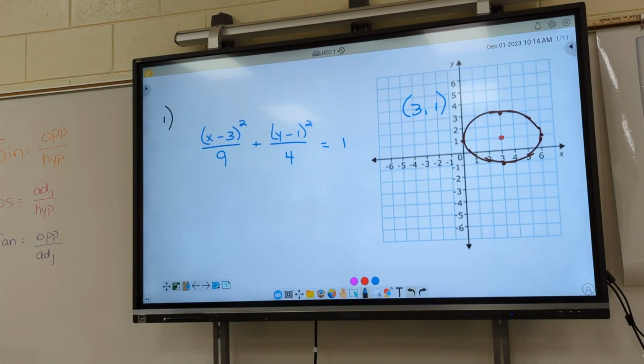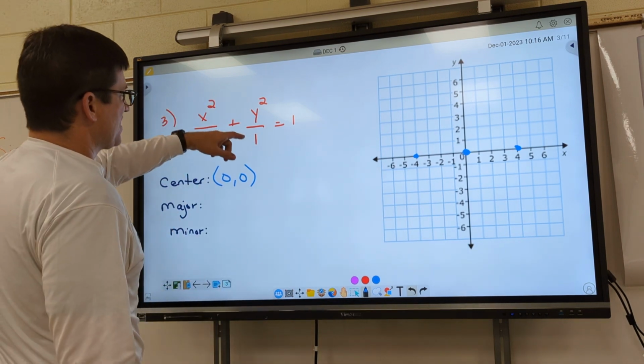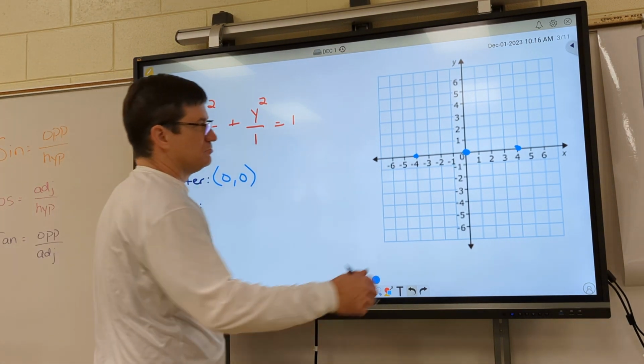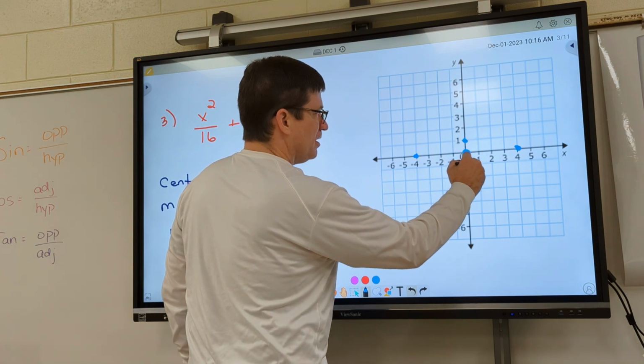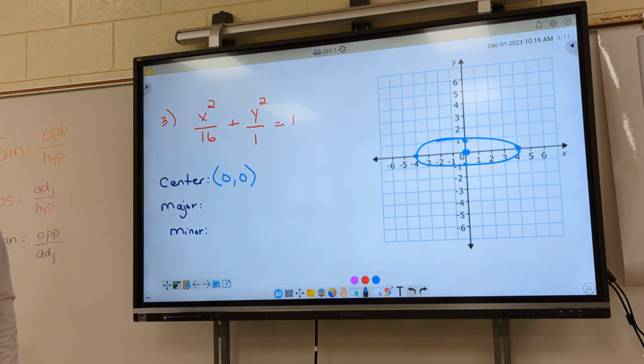All right, so quickly do number 2. All right, on the y-axis, look up under. It's got a 1. What's the square root of 1? So I go up 1 and down 1. So this one's a pretty skinny ellipse. Any question to how we graphed it?